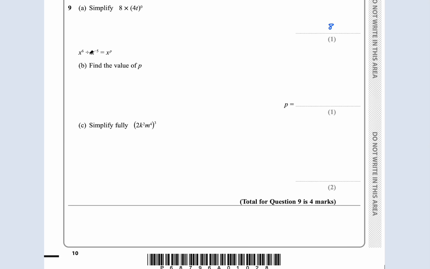Okay, find the value of p. So these ones, guys, ignore this for a minute. It's like saying simplify this. So it's x to the power of 6 divided by x to the power of negative 5. Now when we divide, and the base is the same, we subtract the powers. Now just be careful, because we're going to subtract negative 5. We're doing 6 minus minus 5, which is x to the power of 11. And therefore, p is equal to 11. Not x to the power of 11, but 11.